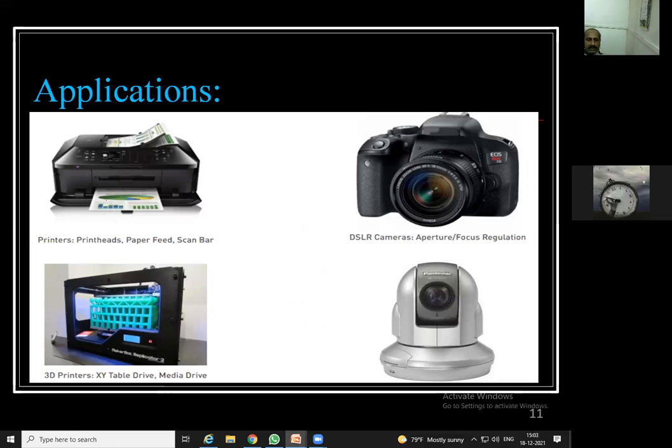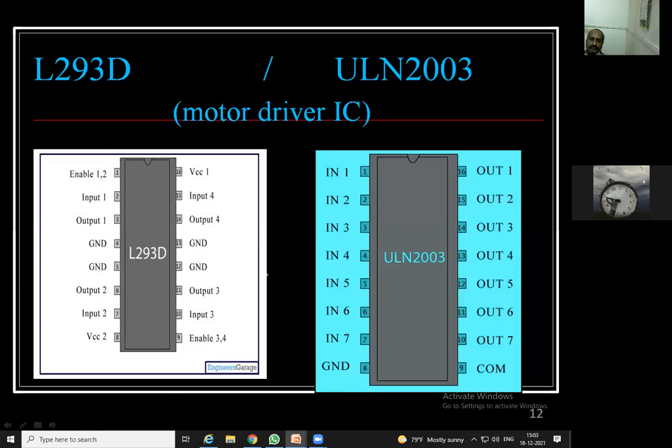The printer, as told, 3D printers, and CCTVs also use this to rotate at a particular angle, 270-degree angle, 360-degree angle, above, below, like that. The stepper motor is used inside to drive these angles. Okay, so there are a few.